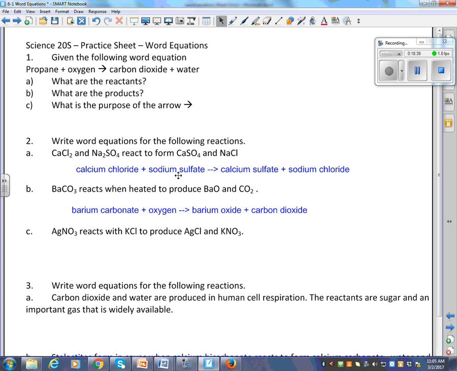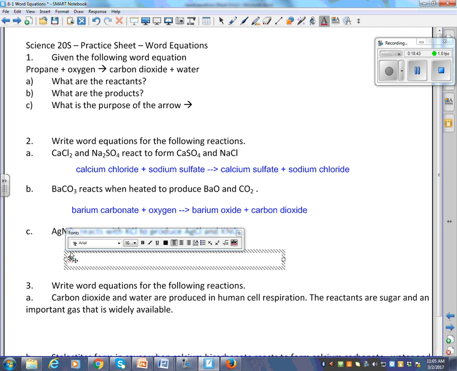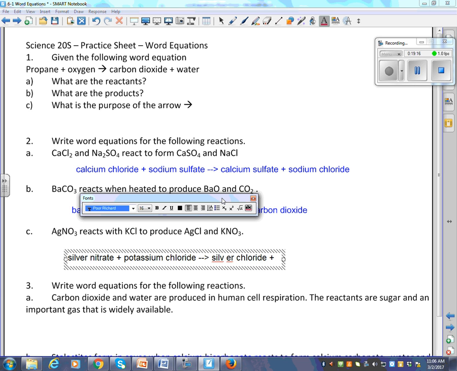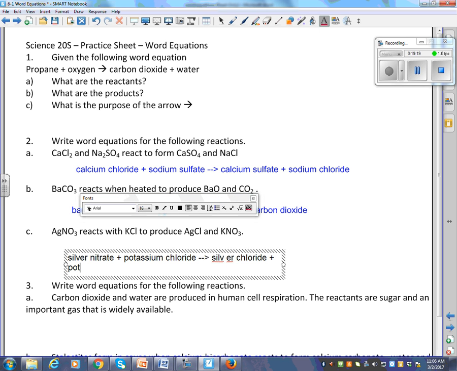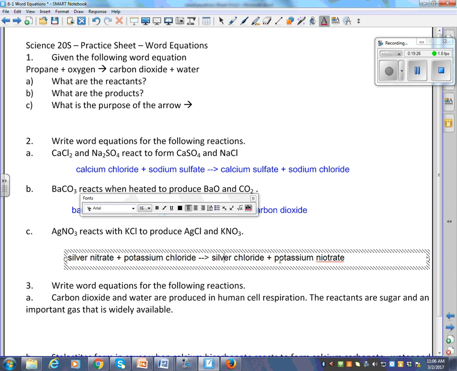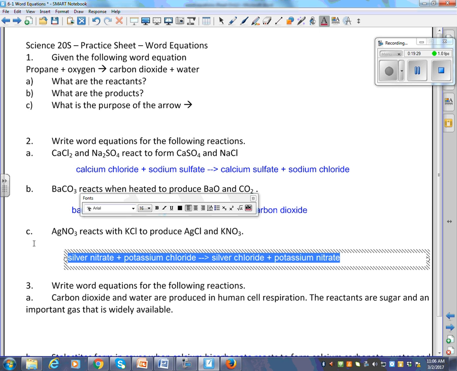What about AgNO3? Silver nitrate reacts with, what is it? KCl. K is potassium. Cl is chloride, chlorine. Potassium chloride gives you AgCl, silver chloride, right? Plus potassium nitrate. Kind of getting the hang of that? You have to be able to do the naming stuff from last unit. That's what makes it hard.